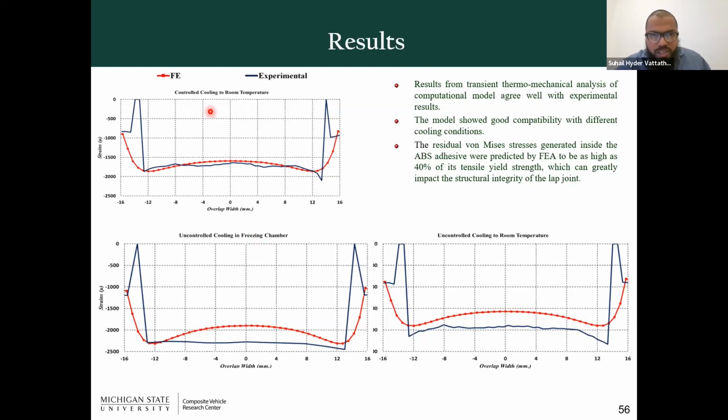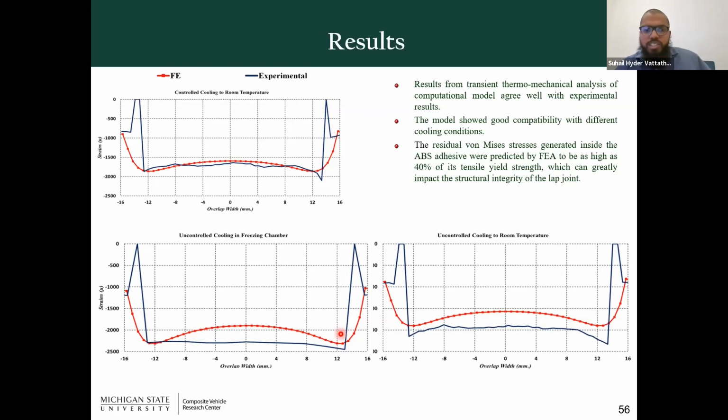So when I say controlled cooling, that means we cooled the joint within the oven. We asked the oven to cool it by 5 degrees Celsius per minute, something like that. And in uncontrolled cooling, we just let the atmospheric temperature act there. And in the uncontrolled cooling in the freezing chamber, we actually put the entire joint assembly inside a freezing chamber, and we let it cool. And we got a really good comparison between finite element model and experimental results.